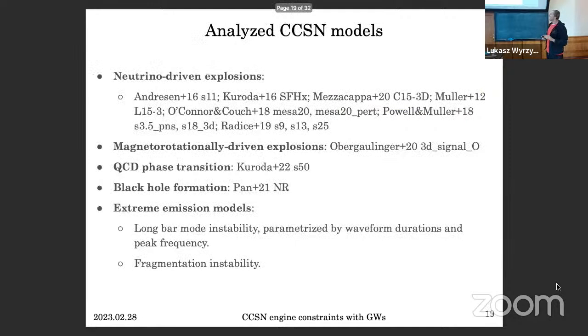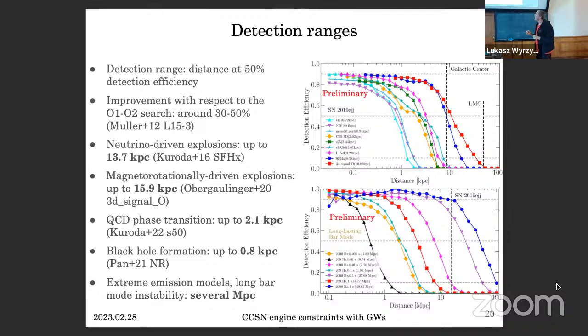Then we analyzed a lot of different scenarios: the neutrino-driven explosions, the magneto-rotational-driven explosions, quantum chromodynamic phase transition, black hole formation, and also extreme emission models as well. So we analyzed a pretty large range of different possible models. Now, as before, we plotted the detection efficiencies for all sorts of models that we have.